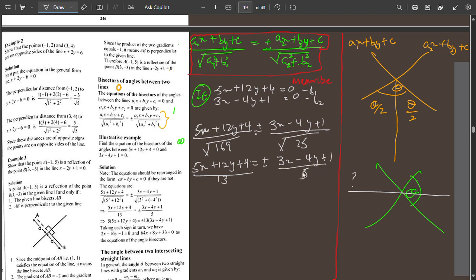This is easy, right? Let's cross multiply to get rid of the fraction. So I'll multiply the right side by 13 and the left side by 5. So I'll multiply both sides by 5 and 13, like 5 times 13. So I'll get 5 into bracket 5x plus 12y plus 4 is equal to plus or minus 13 into bracket 3x minus 4y plus 1.